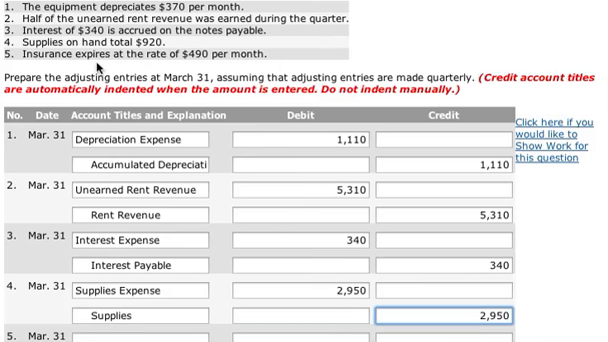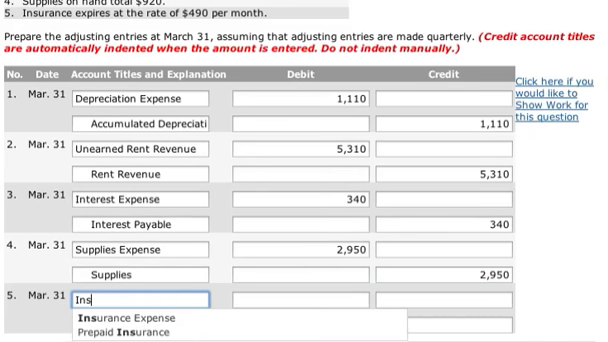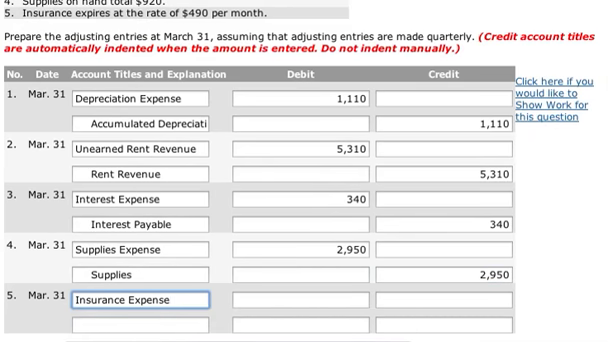And the last one, insurance expires at the rate of $490 per month. This is the third month, so 490 times 3, so that's 1,470. So we will have insurance expense debit for 1,470 and credit prepaid insurance for 1,470.